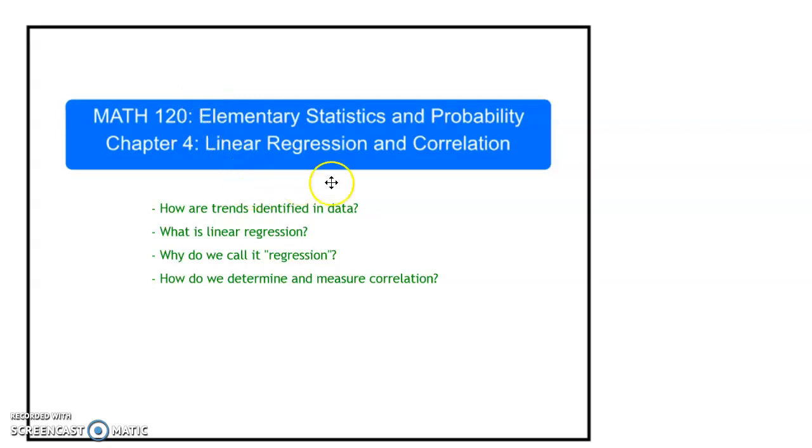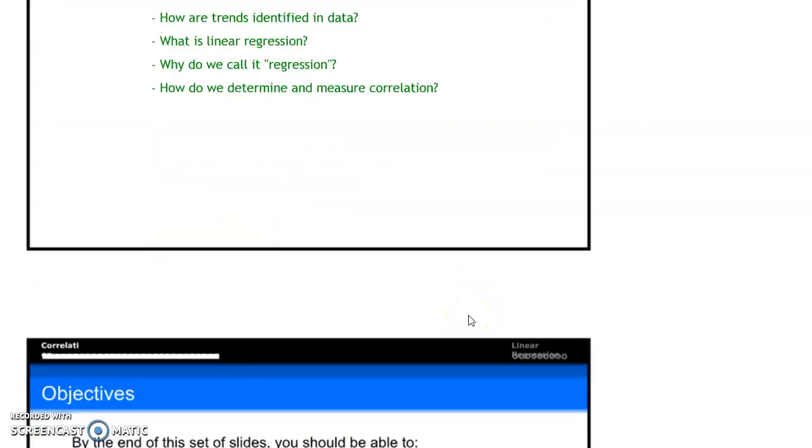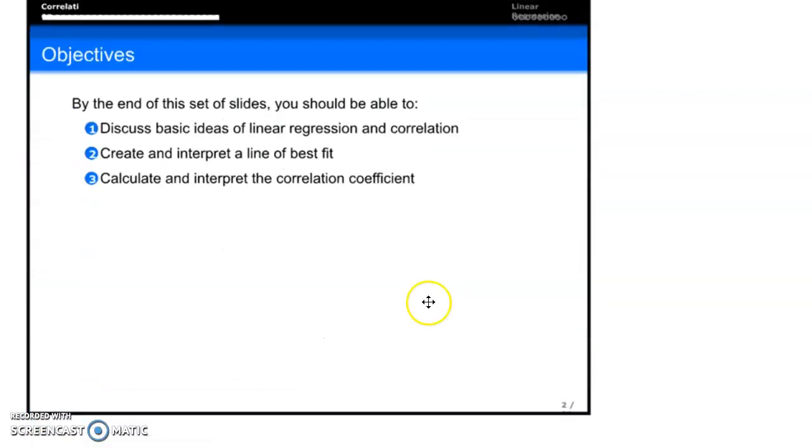The first slide talks about linear regression and correlation. Here are the questions that we're going to try to answer. How are trends identified in data? What exactly is linear regression? Why is it called regression? And how do we determine and measure correlation? And these are the objectives. They're very similar to the questions that you just saw.